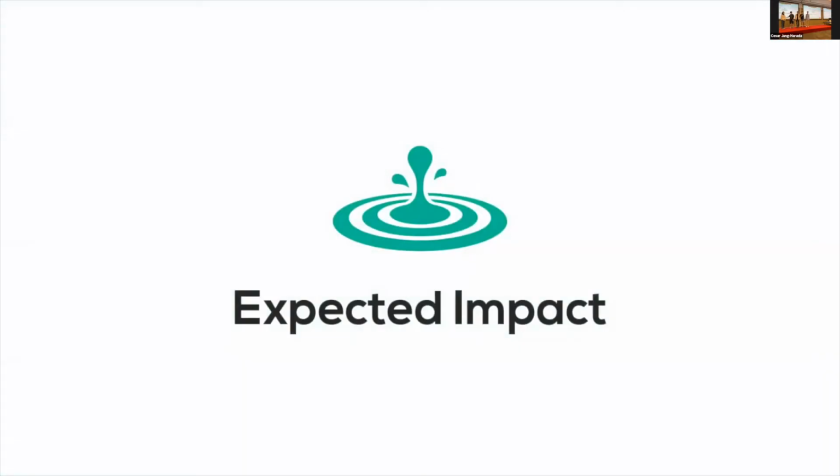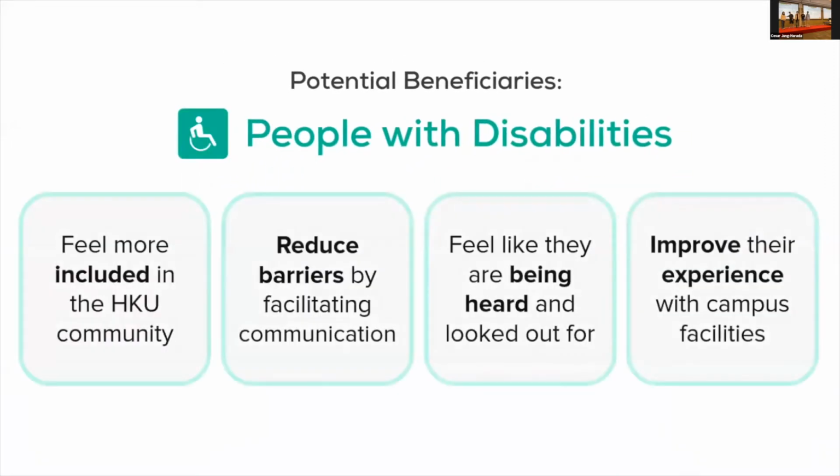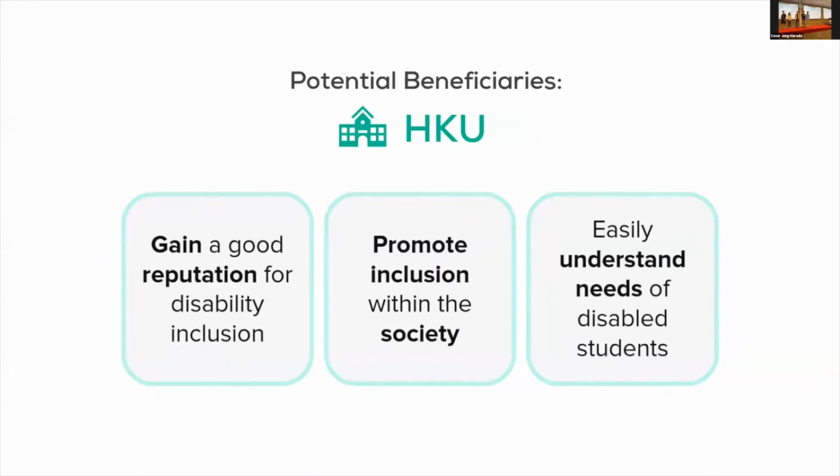Moving on to the expected impact, there are several beneficiaries. The three major ones are people with disabilities, students, and HKU. People with disabilities will feel more included in the community, can reduce barriers by facilitating communication, and can improve their experience with campus facilities. Students learn to become more inclusive and aware, and can help submit accessibility problems on campus. Most importantly, they understand the exact needs of people who have disabilities. HKU itself gains a good reputation for disability inclusion, promotes inclusion within society, and understands the needs of disabled students.